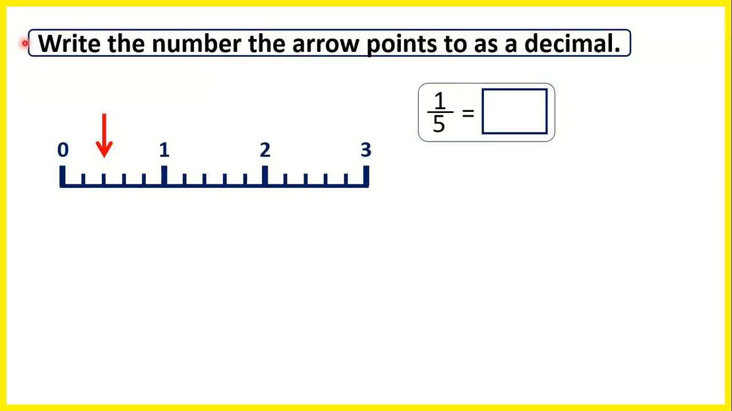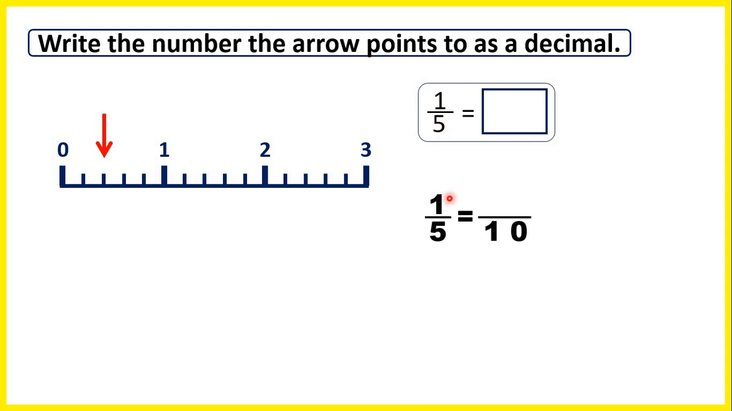Write the number the arrow points to as a decimal. So we need to write decimal values, but if we look at our number line, to get from 0 to 1, we have 1, 2, 3, 4, 5 lines, so each of these lines is 1/5. So first, it's useful to think how we write 1/5 as a decimal.